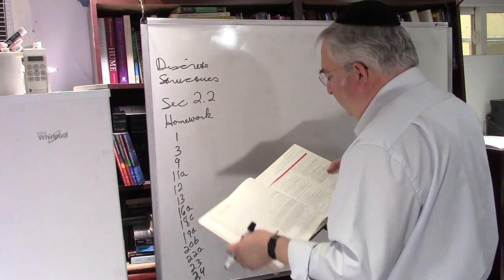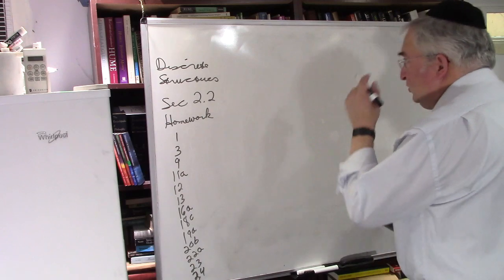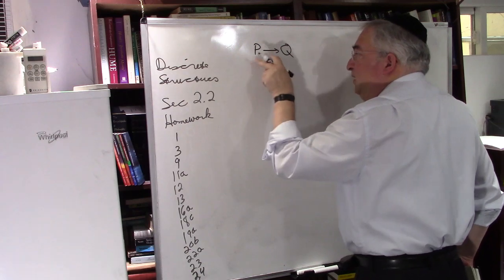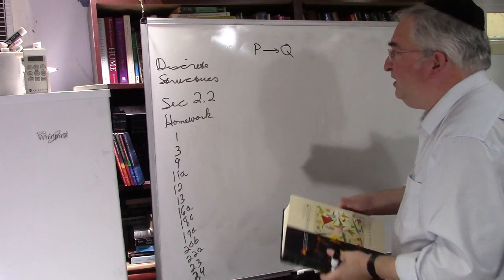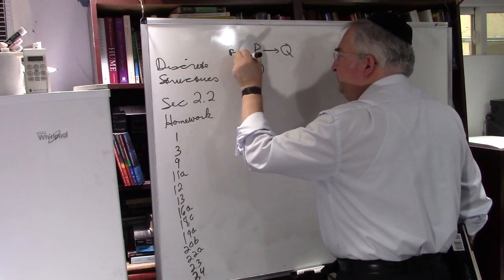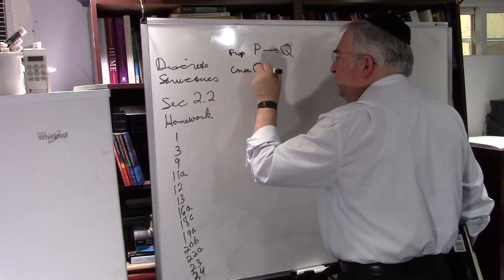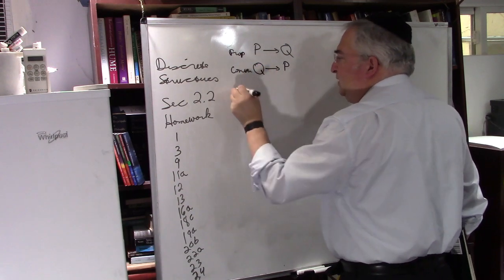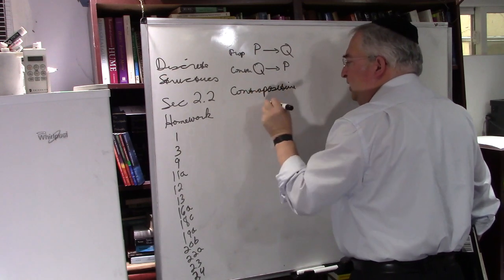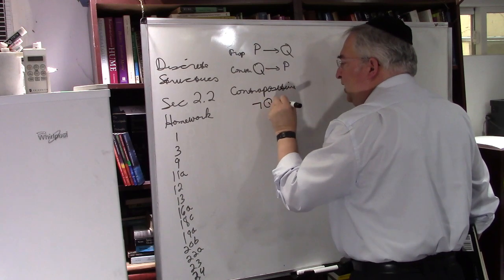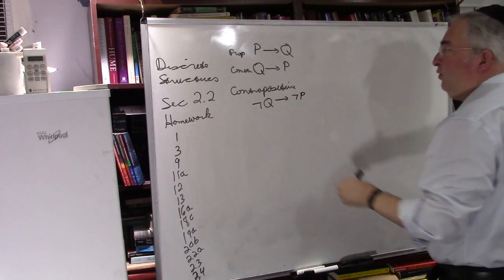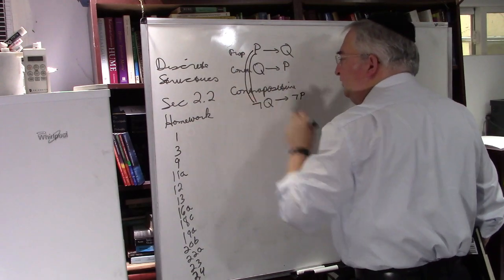You ready? Give the converse and the contrapositive for each of the following. So let's just remember, number one, if P arrow Q is a statement, this is the proposition. The converse is Q arrow P, and the contrapositive is not Q arrow not P. And we said the proposition is equivalent to the contrapositive, not to the converse.